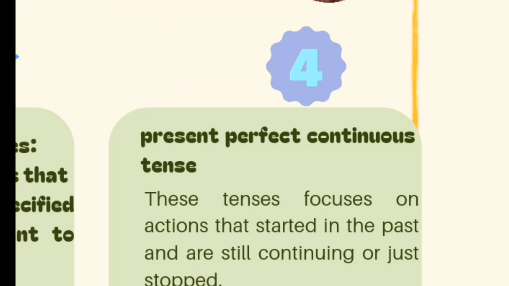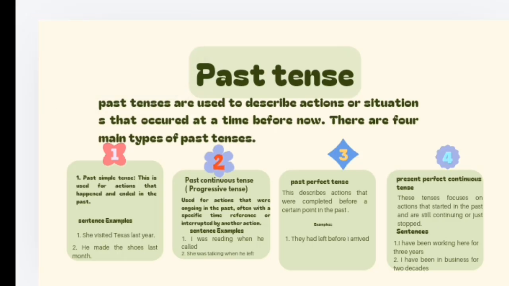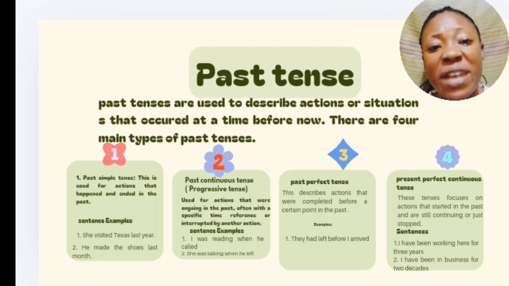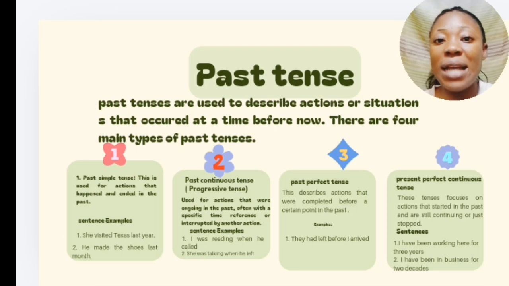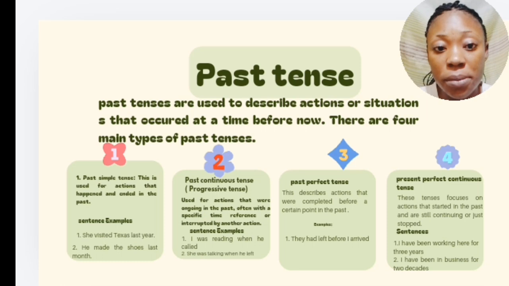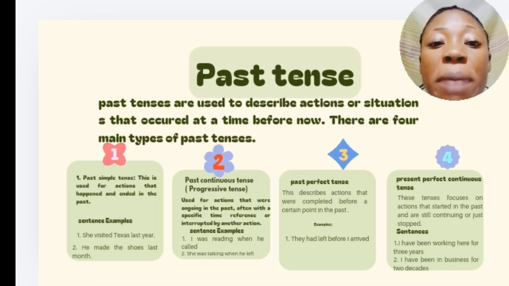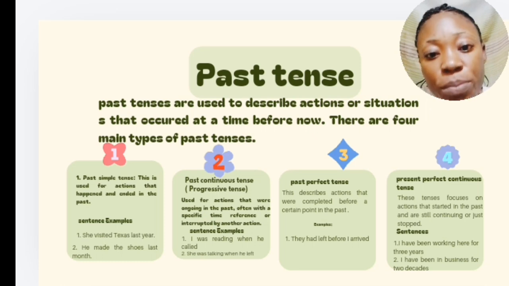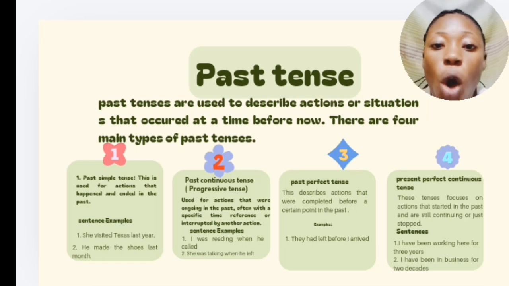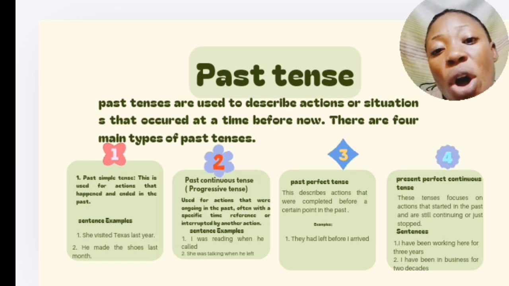All right, let's go to past tense. Yes, past tense. Now, when we talk about the past, we're talking about occurrences. We're talking about events that happened yesterday, last year, last week, last month. Get it? Good. Now, past tenses are used to describe actions or situations that occurred at a time before now.